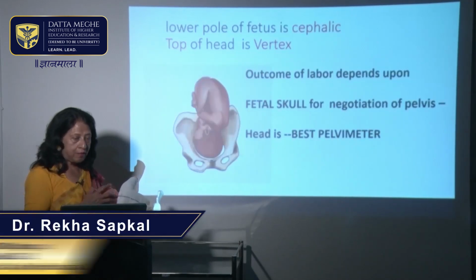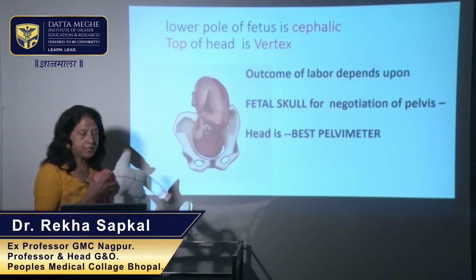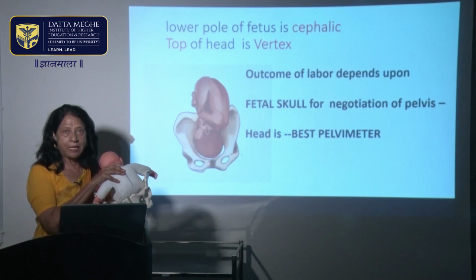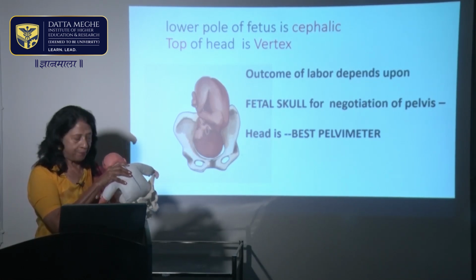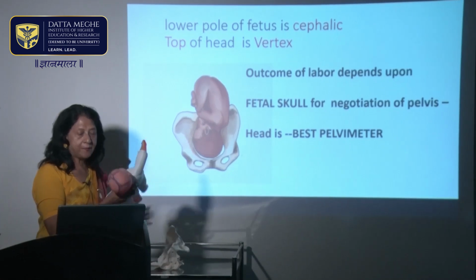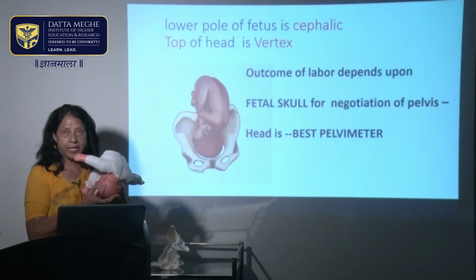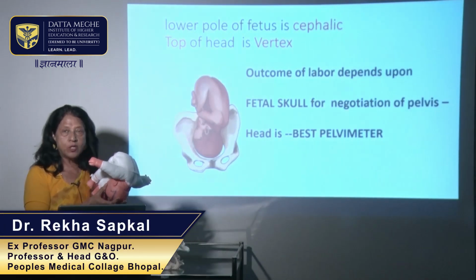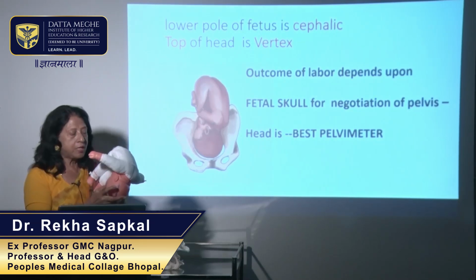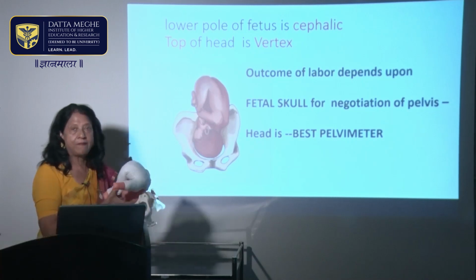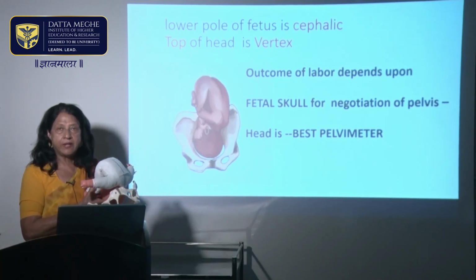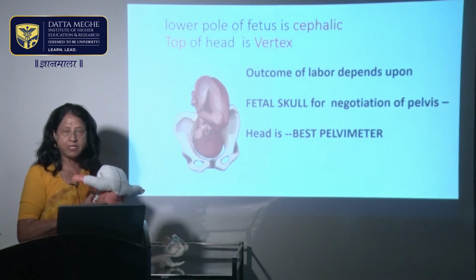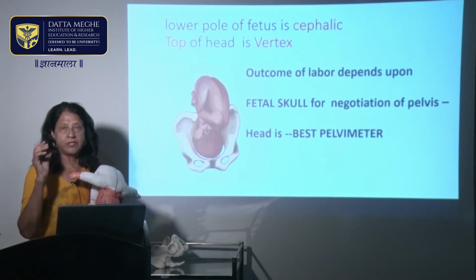Like this. The next one we have to understand is what is the pole of the fetus which is occupying the pelvic brim, or it is in relation with the pelvic brim. Now, in these cases when it is a cephalic presentation, well flexed head, the vertex or the topmost portion of the head is in the lower uterine segment, and the outcome of the labor depends upon the fetal skull, because this is the fetal skull which negotiates the pelvis, and we have to decide whether pelvis is adequate for this size of the fetal head or not. And thus the fetal head is the best pelvimeter, and we have to understand everything about the fetus in these cases.